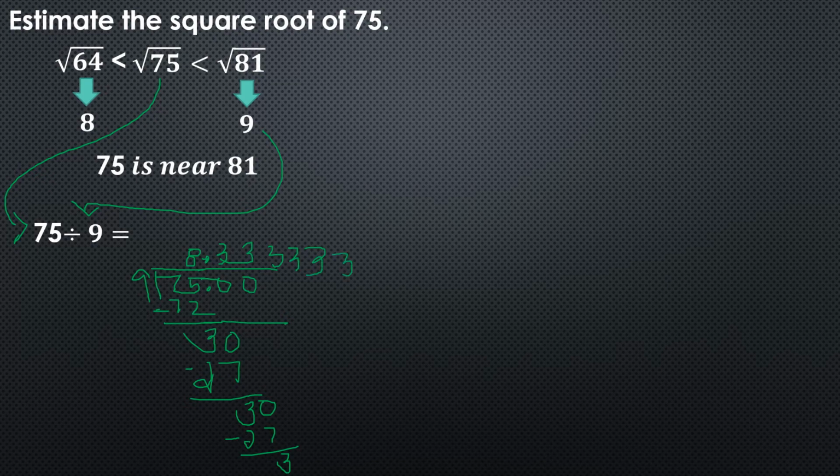And then you just round off to the nearest hundredths. So this is the hundredths place. Look at the thousandths place. If the thousandths place is 5 and above, you add 1. If not, you just drop. So we just drop this. The answer will be 8.33.